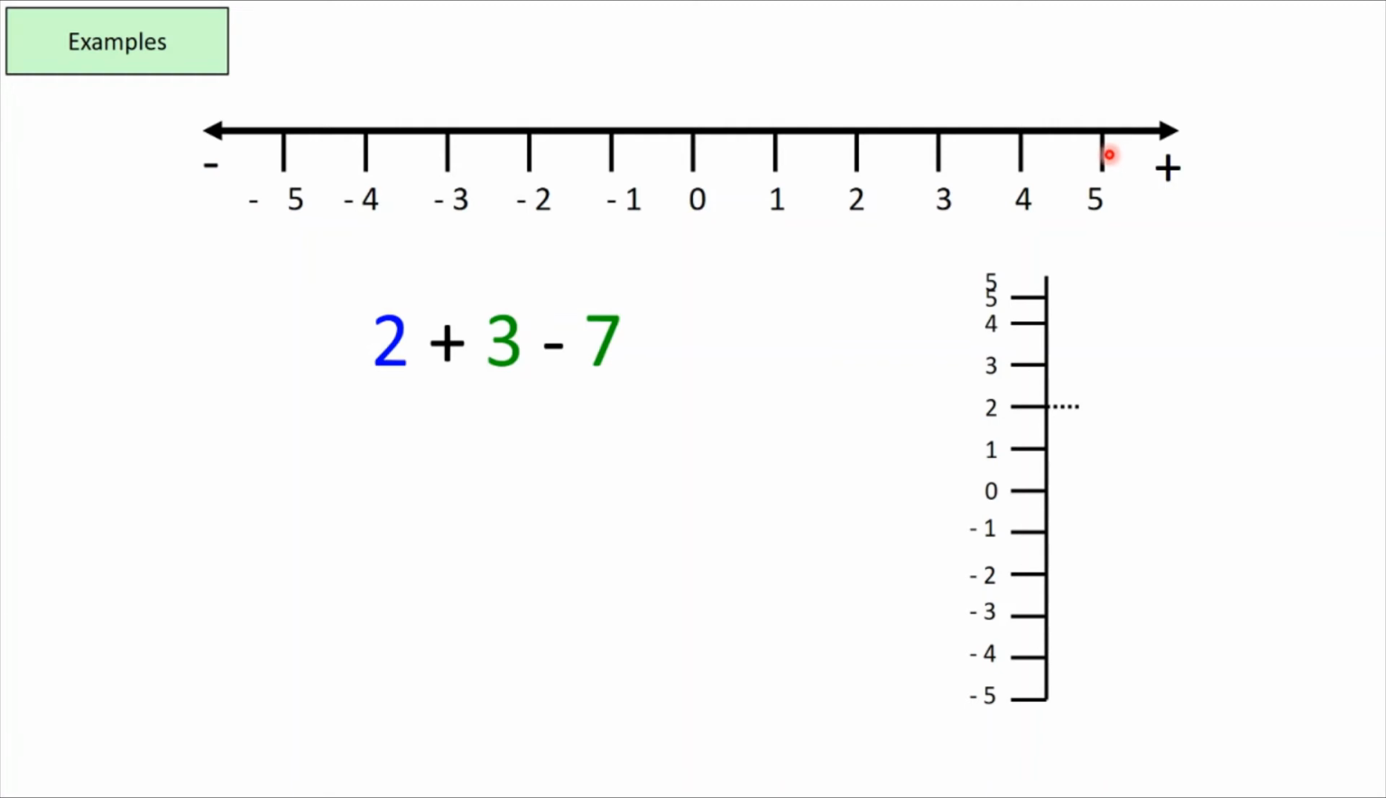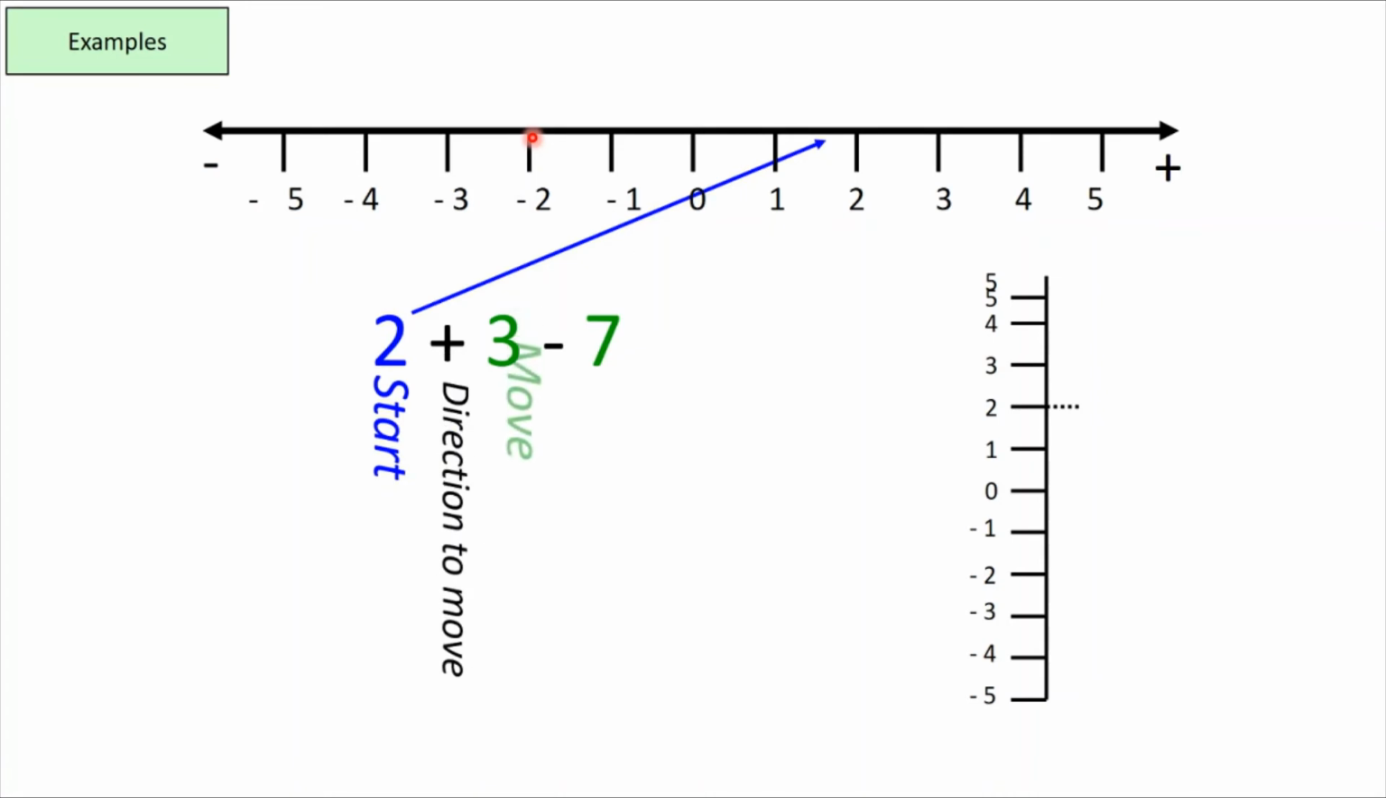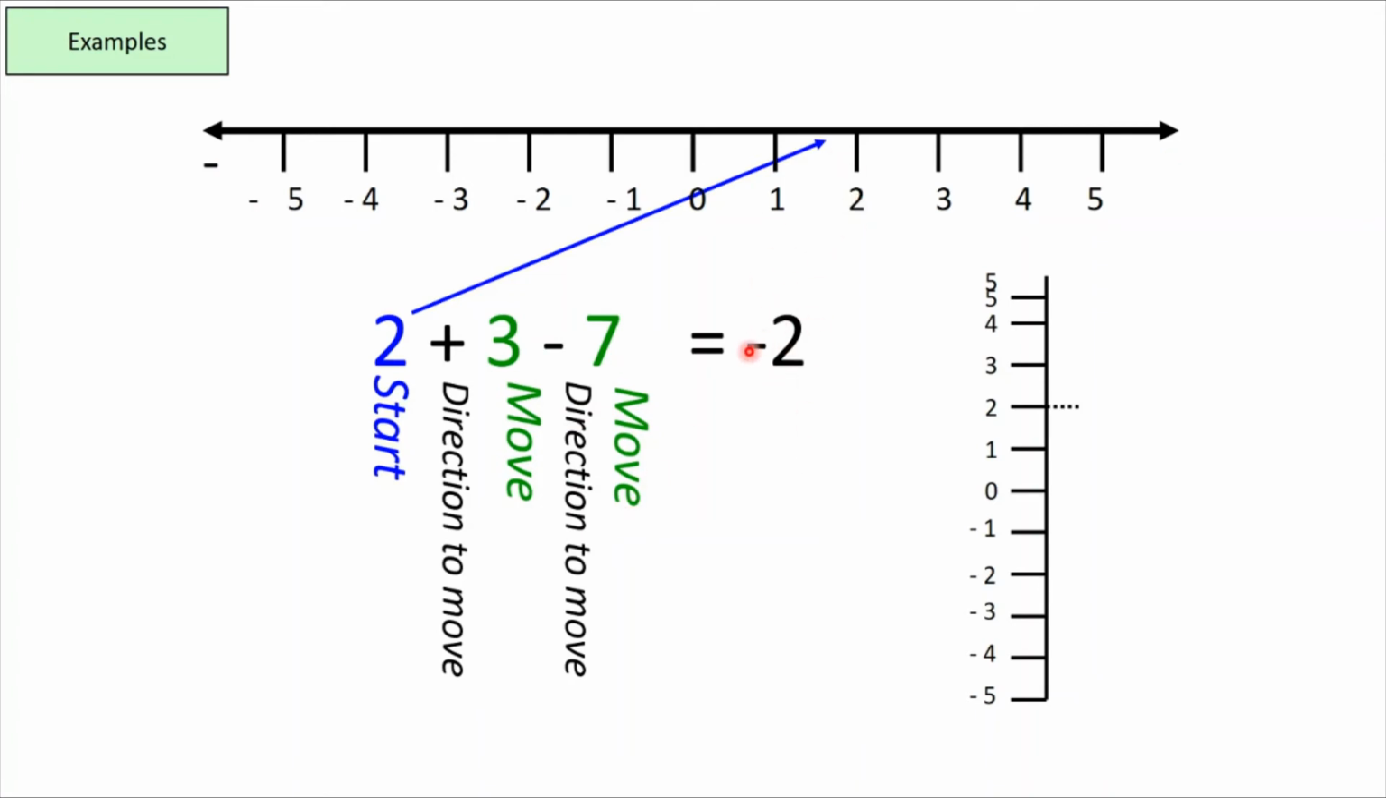Now we are taking 7 away from that 5. So let's do that. 1, 2, 3, 4, 5, 6, 7. So 2 add 3, take away 7 would give us negative 2. So remember the start, the direction to move, and then what the move is. And that will take us to minus 2 or negative 2. So make sure you're using the correct terminology. These are negative numbers. You can say minus, but just say negative because it's more mathematically sound.